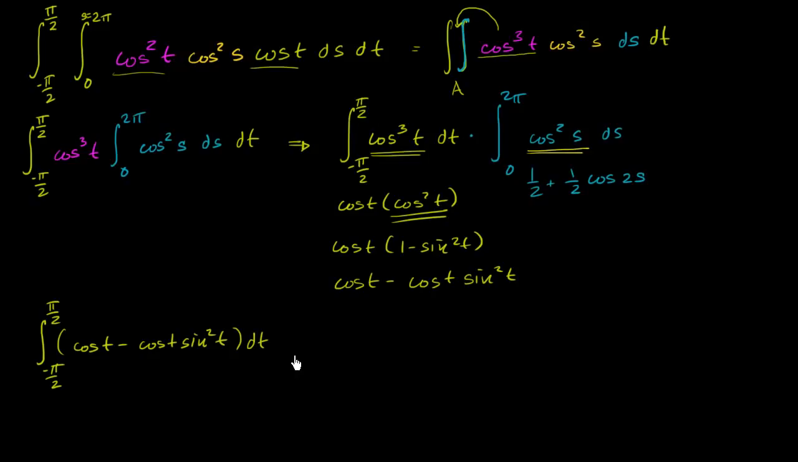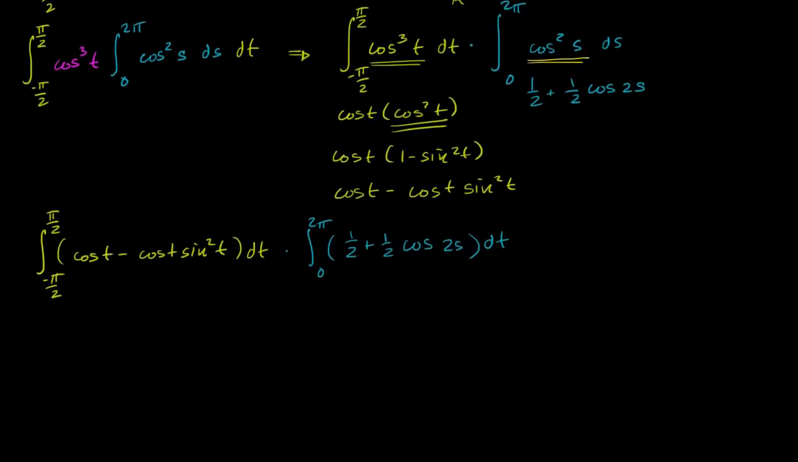times the integral from 0 to 2 pi of 1/2 plus 1/2 cosine of 2s ds. Now we are ready to take some antiderivatives. The antiderivative of this right over here is going to be the antiderivative of cosine t. Well, that's just sine t.